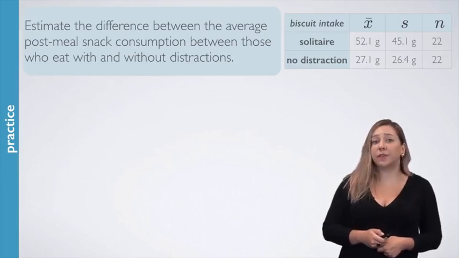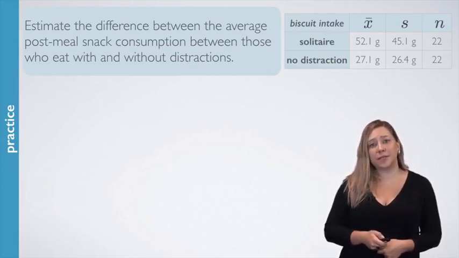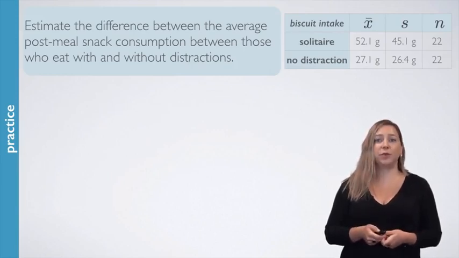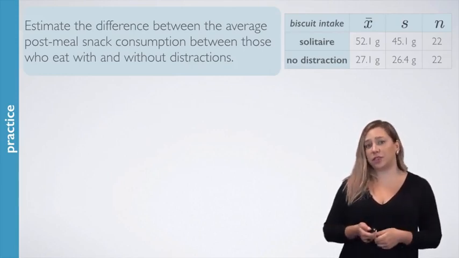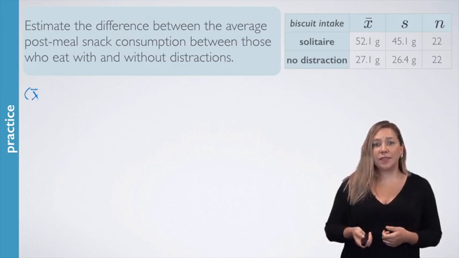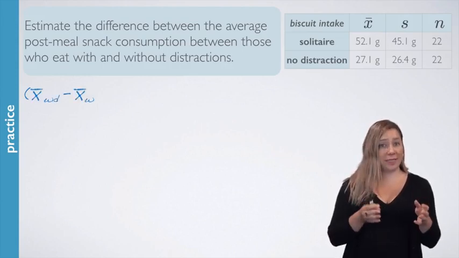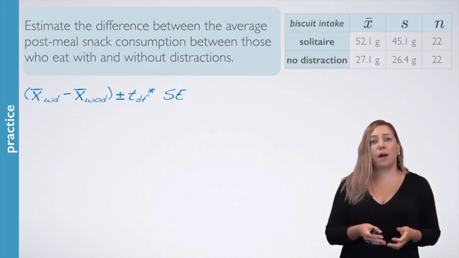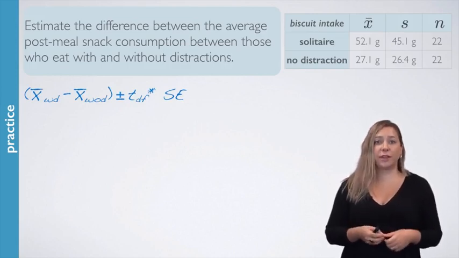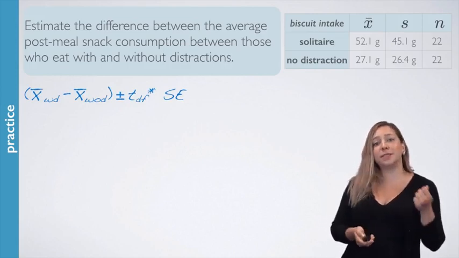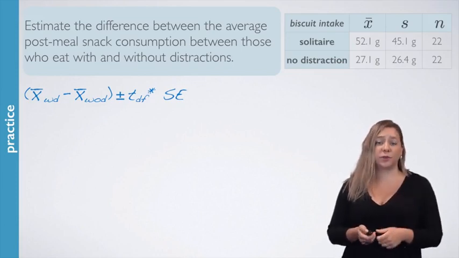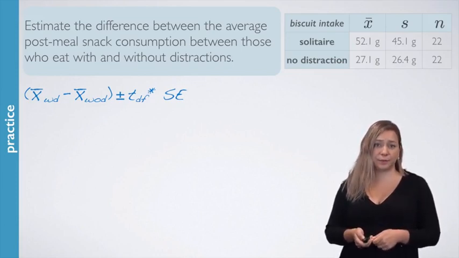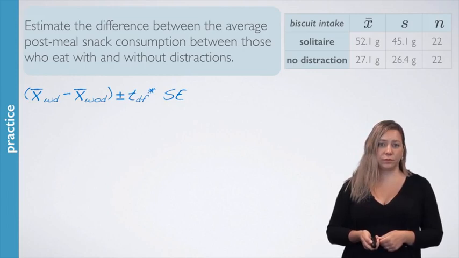Let's estimate the difference between the average post-meal snack consumption between those who eat with and without distractions. The confidence interval will be of the form point estimate, that is the difference between the two sample means, plus or minus a margin of error, that is a critical t-score times the standard error of the difference between the two sample means.